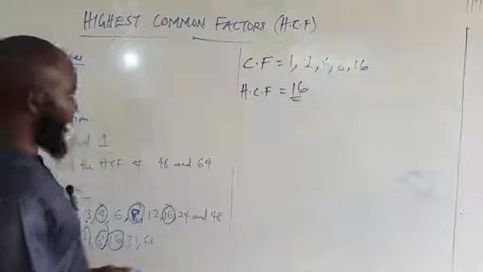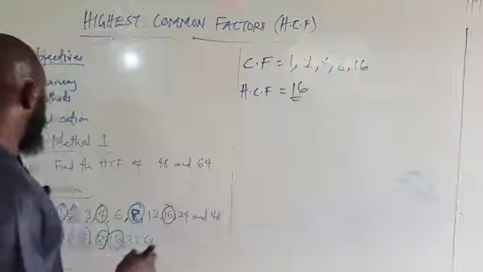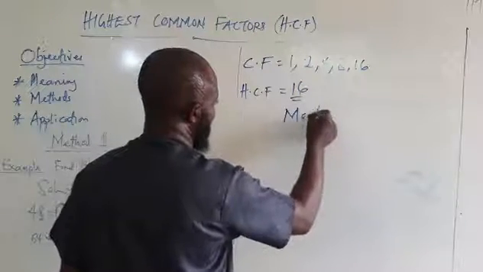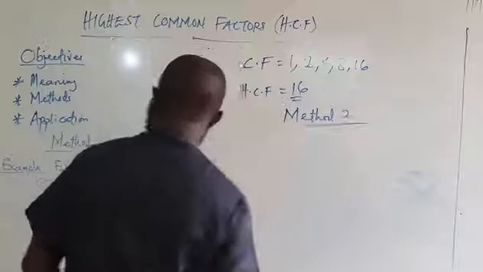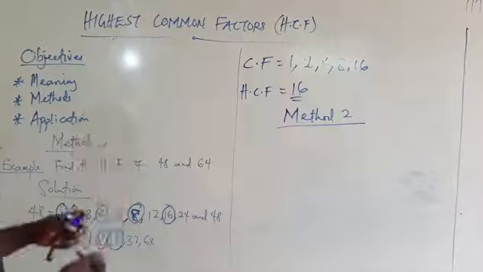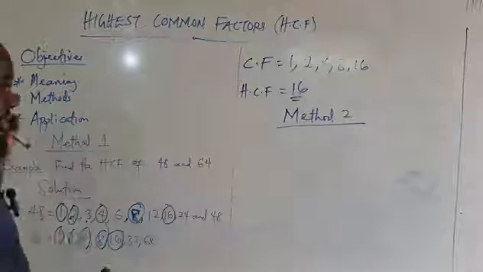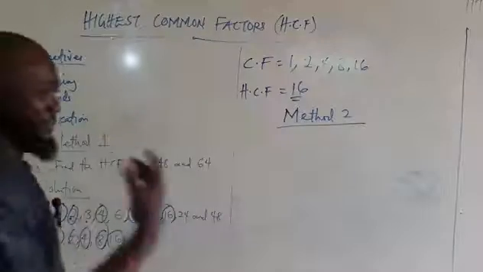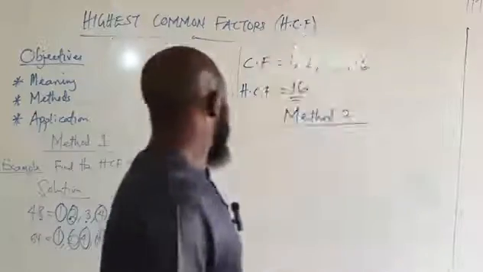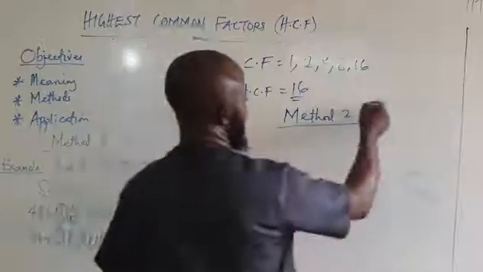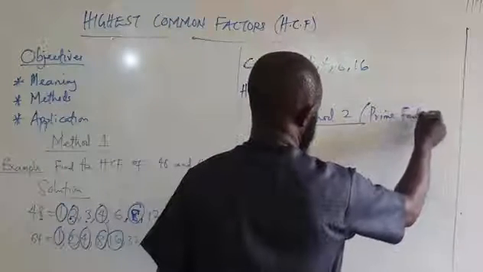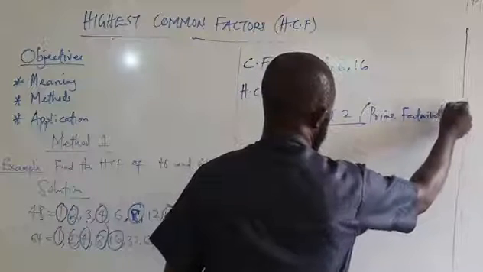So we now look at the second method. Method 2. That one is the method that we express just like what we just finished in the last video. Last video we finished expressing a number as a product of its prime factors. So we are going to use the prime factorization method. We can call this one the prime factorization method.